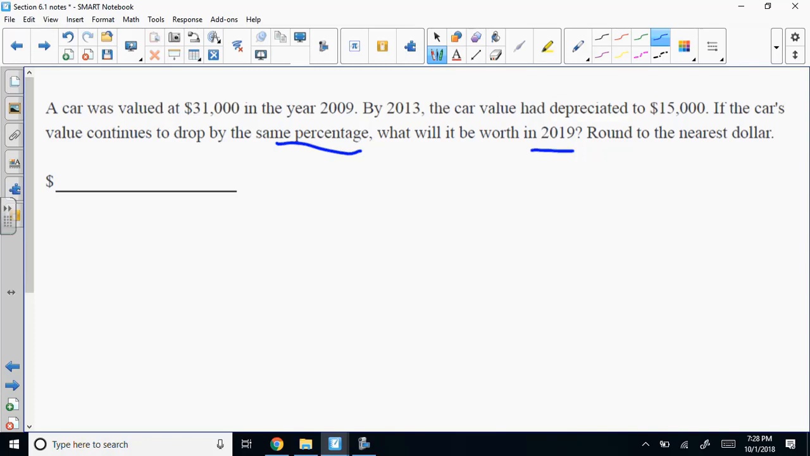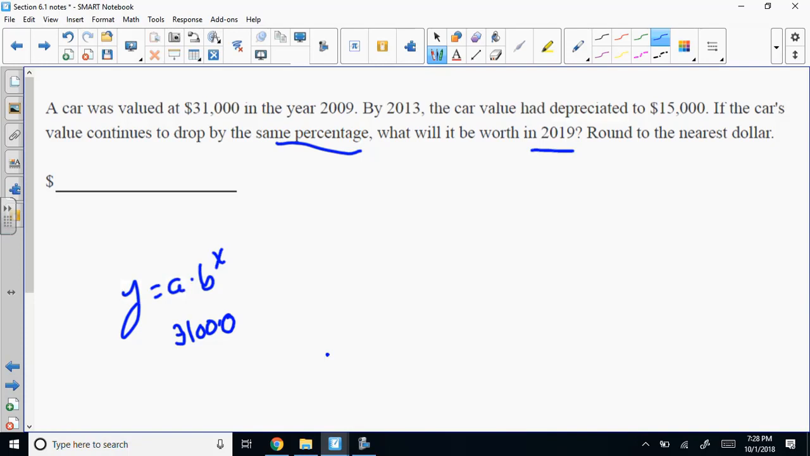So, first off, we got to write an equation, right? I mean, it'd be helpful. A times B to the X, right? Well, we know what A is, right? Yeah, it's 31,000. In the beginning, the car was 31,000. Now, by 2013, it depreciated to 15,000.